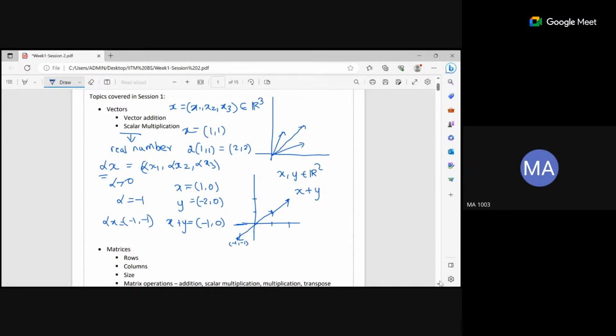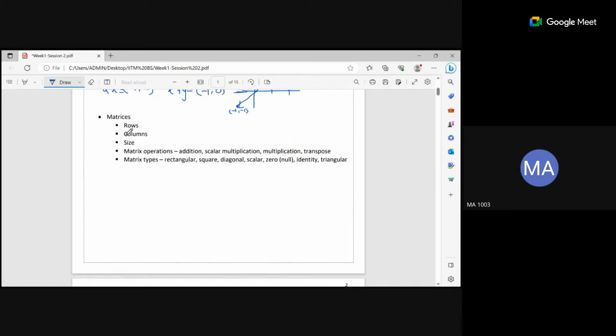We saw what matrices are. What is the main thing about matrices? A matrix is a rectangular array consisting of rows and columns, right? So what is the size of a matrix in terms of rows and columns? If you have m rows and n columns, what is the size of the matrix? M cross n. Yes, so m cross n is the size of the matrix.